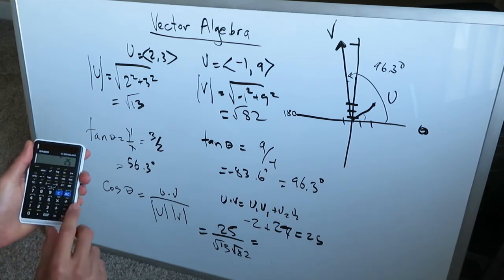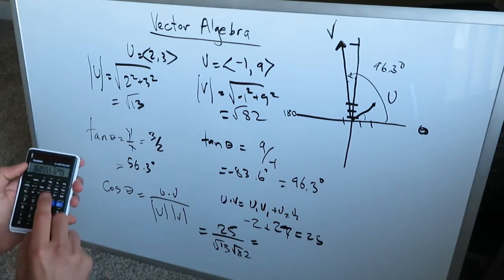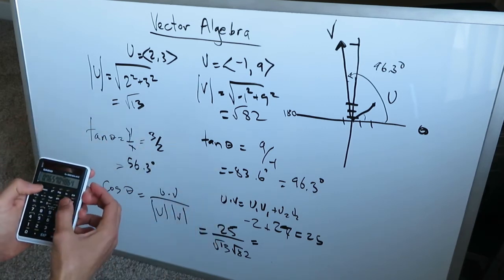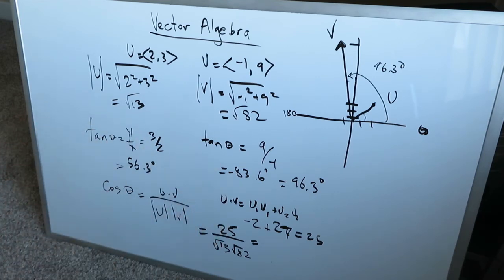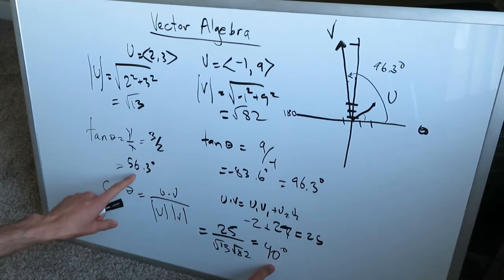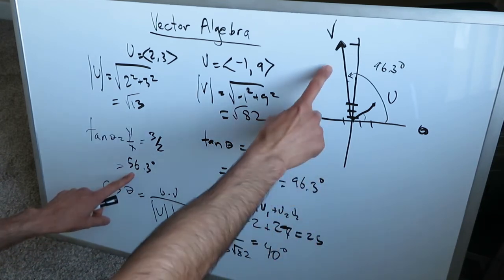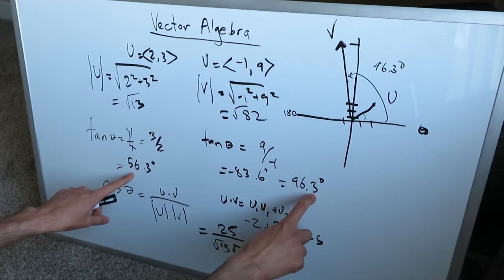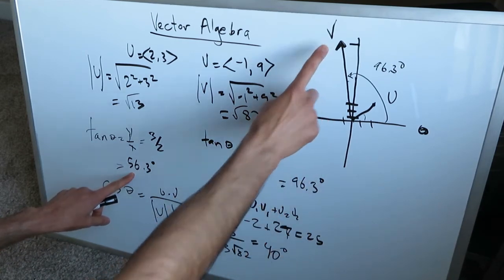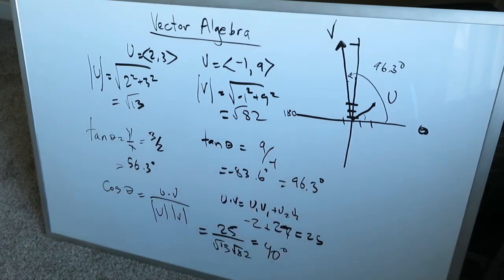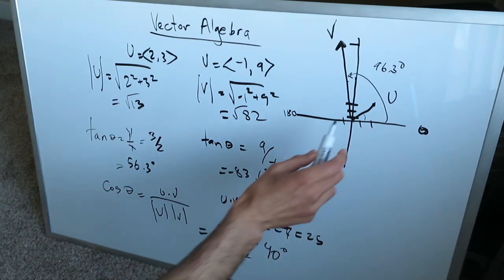Let's bring up the calculator. 25 divided by root 13 times root 82, and you inverse cosine it and you get an angle which is 40 degrees. You could have easily done 40 plus 56.3 and given you that 96.3, the direction of v, or you could have easily done 96.3, the larger angle, the v, minus 56.3, the u direction, and gotten that intermediate answer 40. But here I was just trying to show you the various formulas which are involved.